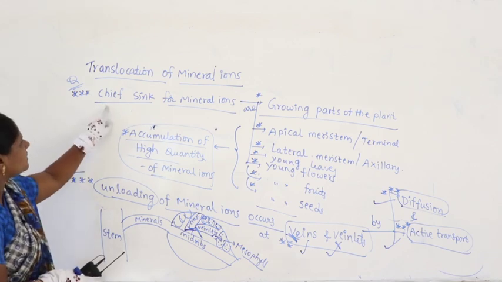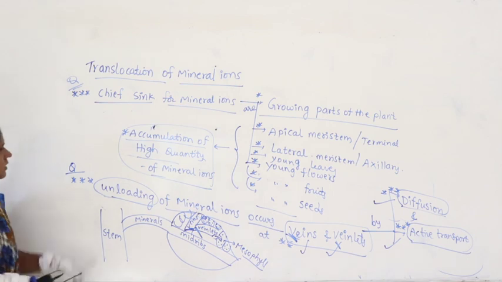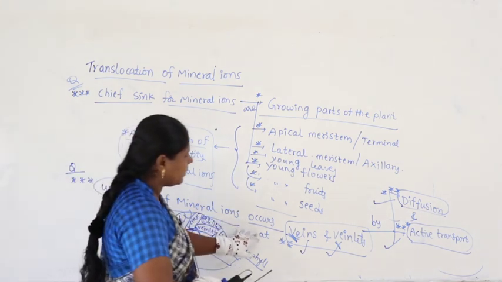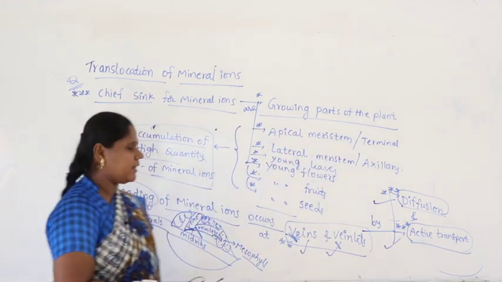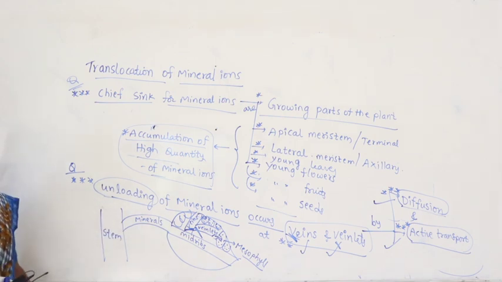That is why they act as cheap sink for mineral nutrients. Similarly, the next important statement: unloading of mineral ions occurs at veins and veinlets by the process called diffusion and active transport. So, unloading is important, veins and veinlets is important. Remember that happens by diffusion and active transport.